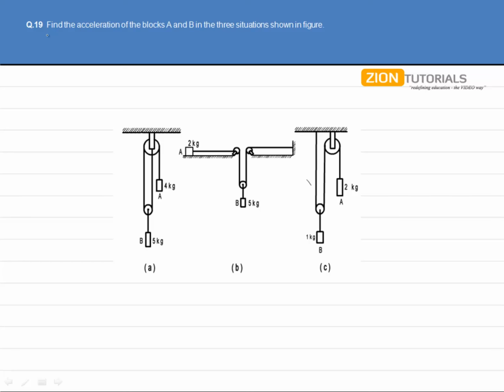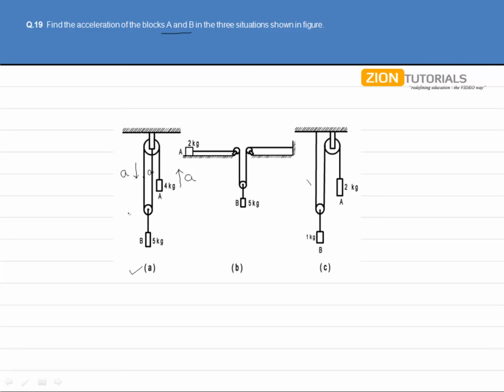As the question says, find the acceleration of the blocks A and B in the three situations shown in the figure. So let us first work with the A part of the question. Let us assume that this A block is moving up with an acceleration of a. The acceleration of this part of the string needs to be 0. This will be obviously a in the downward direction.